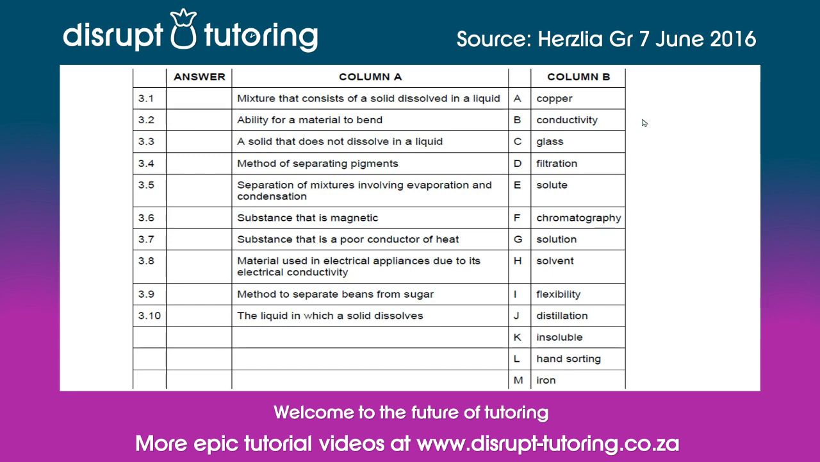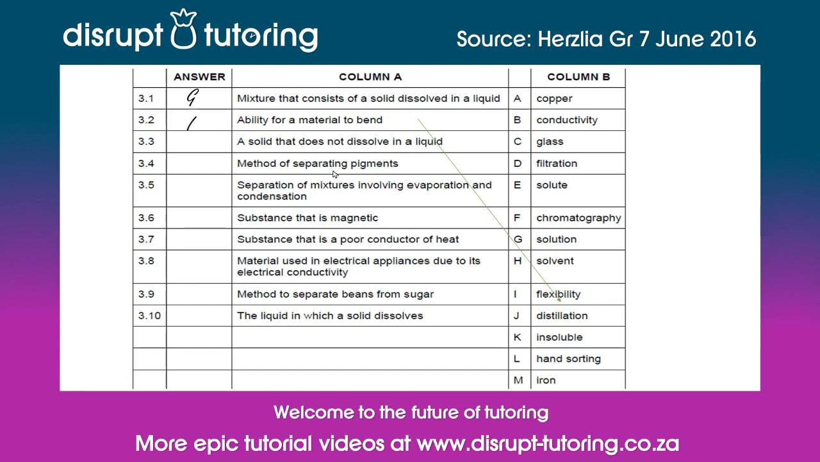Okay, so we said a mixture that consists of a solid dissolved in a liquid. This is a solution. So we'll write our answer in this first column under answer, and therefore the answer would be G, because that is where we find this solution matches with that 3.1. Okay, now let's have a look at 3.2. The ability for a material to bend. This is known as flexibility. So again, we write our answer in the correct column.